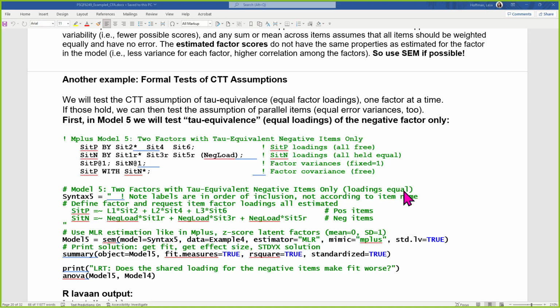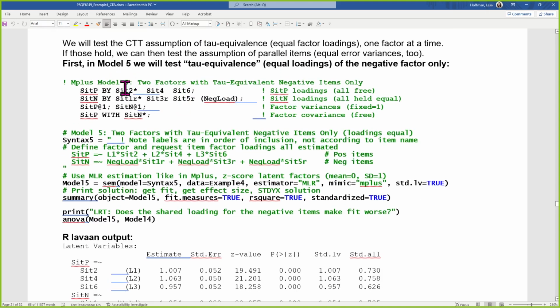Excellent. So let's test the idea of whether tau equivalence holds, whether parallel items holds. We can do so using labels as constraints. So our last little piece here, model 5, is still the 2-factor model, but here's what I did. Rather than have L4-L6, meaning that I've labeled each of the separate loadings, I put one word there. The word that I put is to remind myself what I'm doing. So I typed neg load, because I'm constraining these 3 loadings to be the same. That's what this is doing.